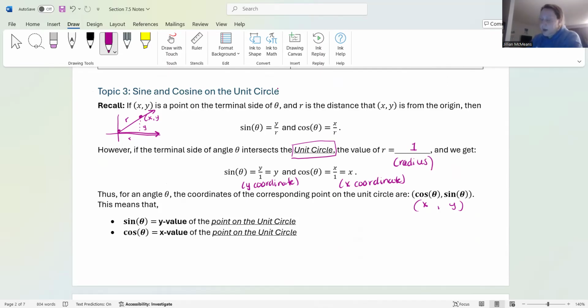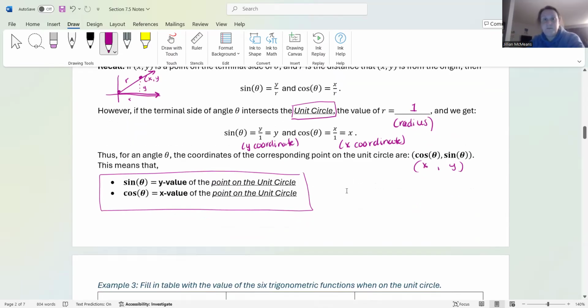Okay, so we kind of sum it up right here. We can now say that sine of theta on the unit circle is always going to be the y value of whatever point, wherever your terminal angle intersects the unit circle, and cosine is always going to be the x value. Okay, so again, this only works if you're on the unit circle. Otherwise, those ratios are going to be different because r is going to be different.